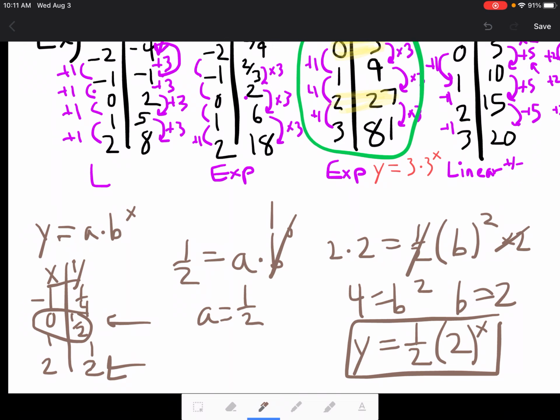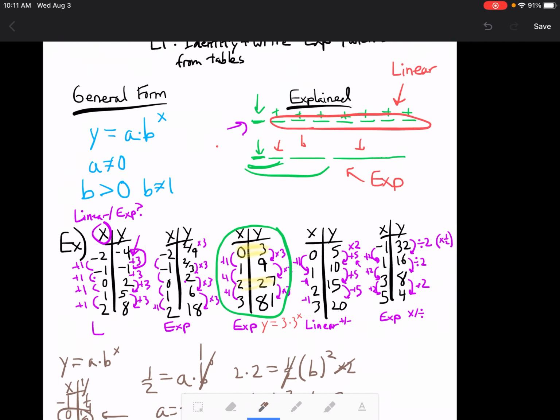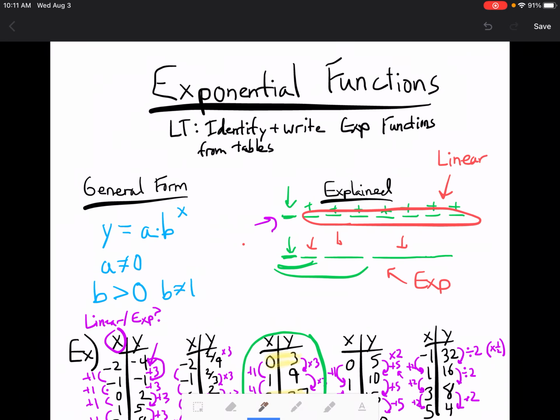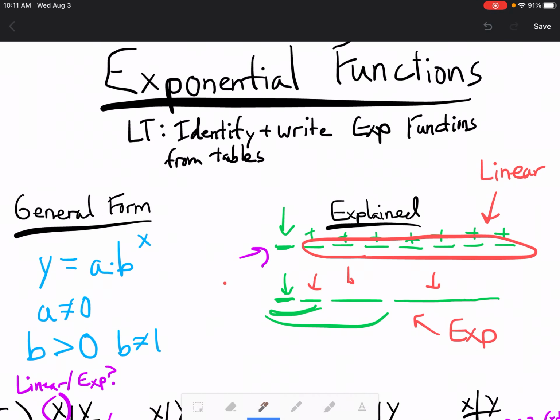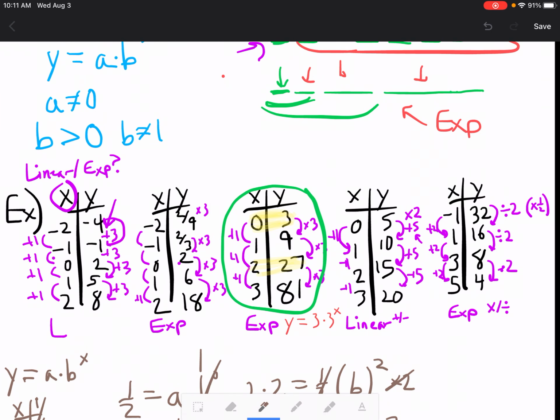And so hopefully by watching this video, we have a good feel for exponential functions and how they work. So again, the general form is y equals a times b to the x, where a cannot be 0, b has to be greater than 0, and it cannot equal 1. We talked about the difference between linear and exponential, what that means when we look at the table. And finally, how we really need to zone in, if we ever want to write something that is exponential, at this point right here, and that will help us determine the exponential function.